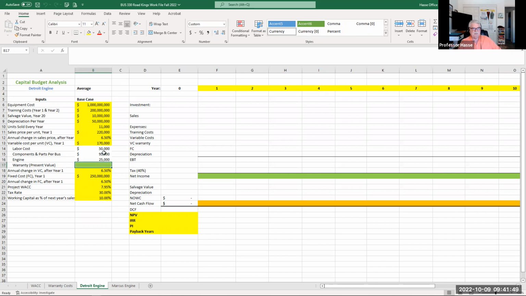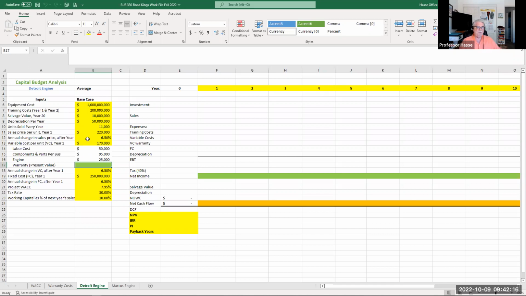We split it from the other variable costs because the other variable costs are stagnant. They're at that $170,000 per unit for every year, inflated. But the warranty cost is a different thing. Remember, the warranty costs on the engine for the Detroit engine and for the Marcus engine are for 5 years of costs. It's a 5-year warranty.